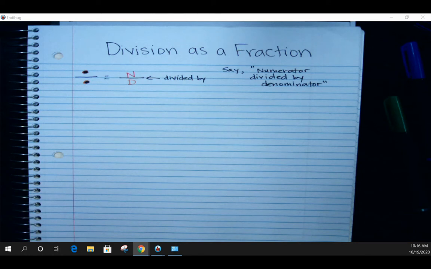Or that line can say out of. We could say 7 out of 12, or we could simply read it as a fraction, 7/12. Okay? But it's part of a whole. A fraction is a part of a whole. Is everybody with me so far?